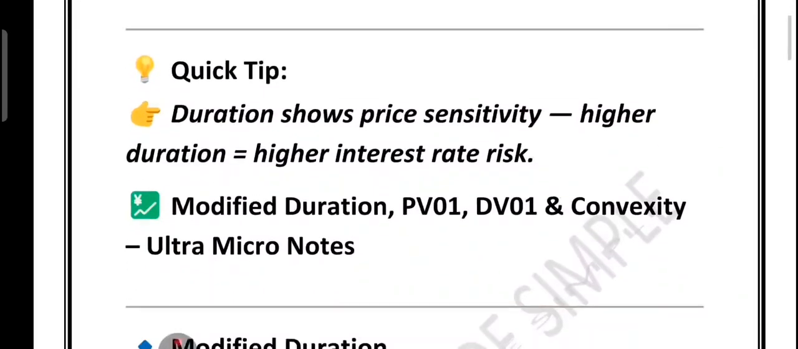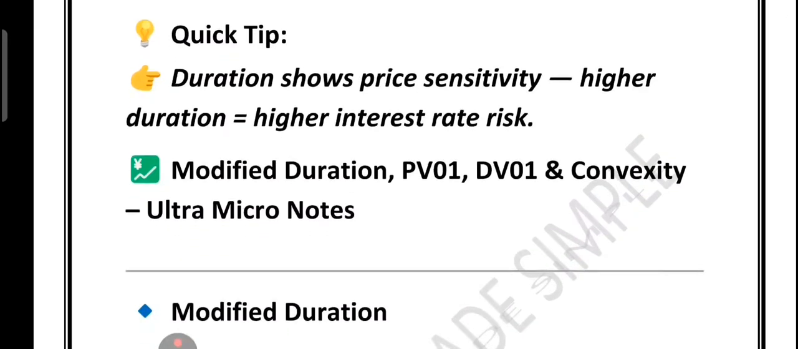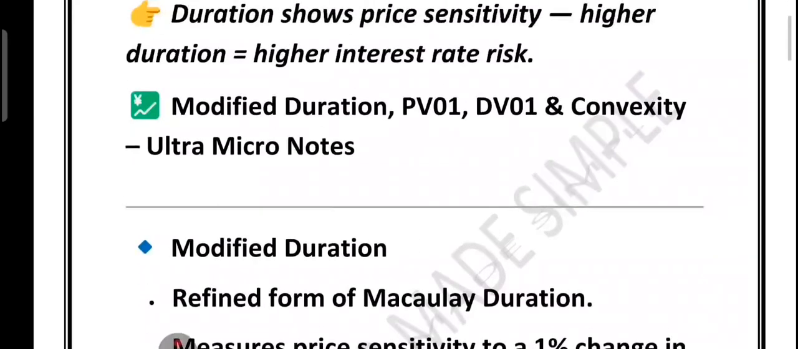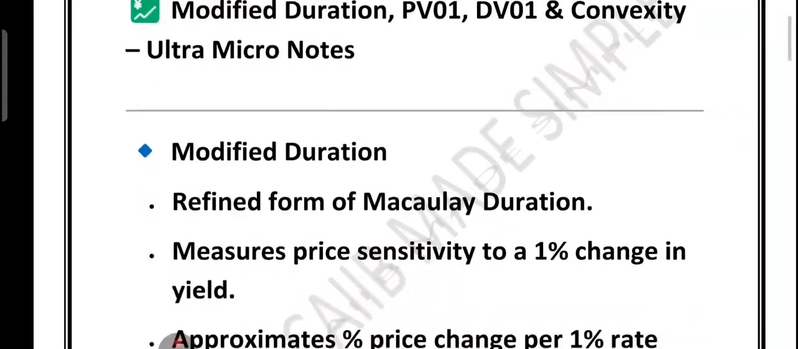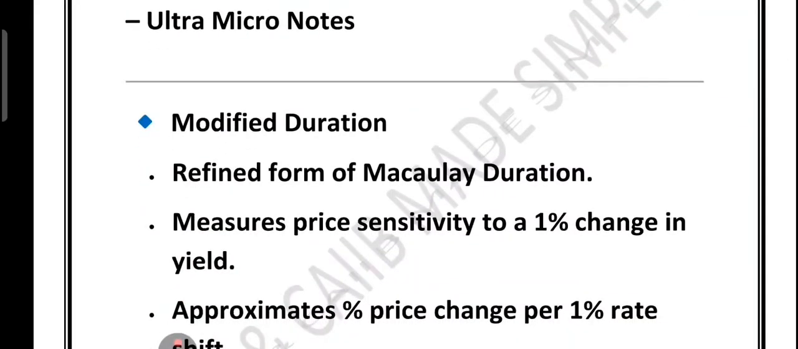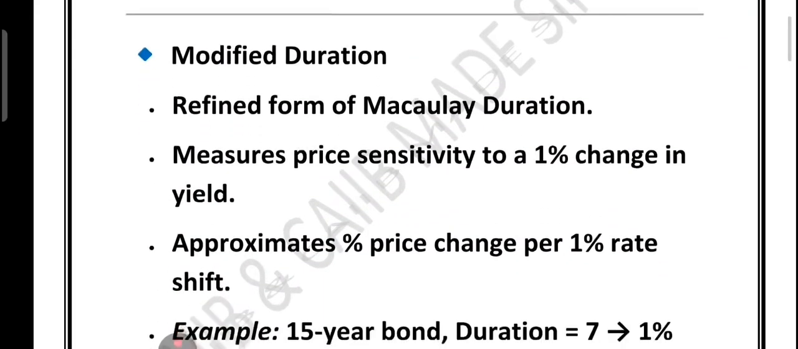So remember, duration shows the price sensitivity, right? Higher duration means higher interest rate risk. Now, till now we are talking about the Macaulay duration. Now, modified duration is just a smarter, more practical version of Macaulay duration, right? Modified is a smarter and practical version of the Macaulay duration.